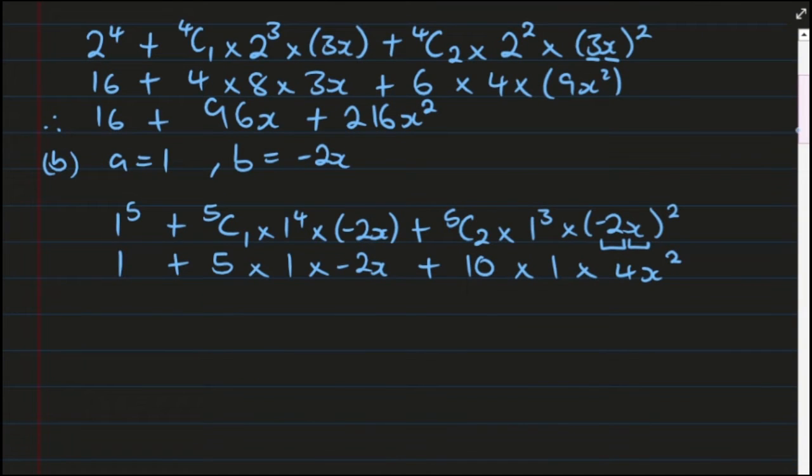If we simplify, this becomes 1 minus 10x plus 40x squared. And this would be our final answer. Now let's move on to part C.